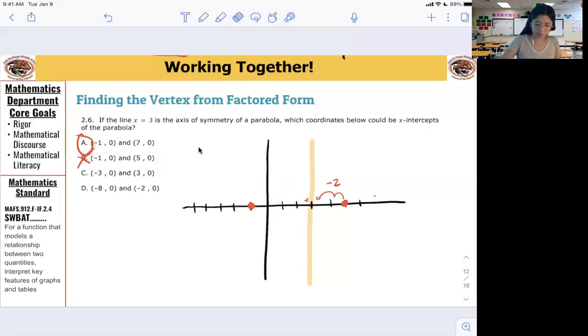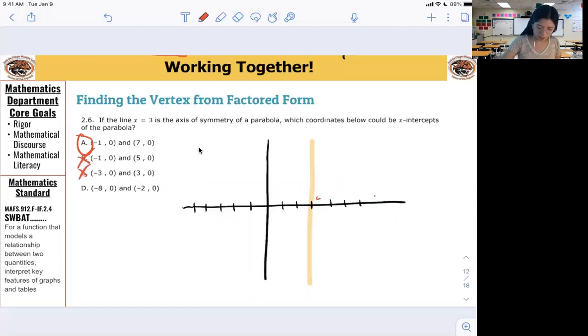Answer choice C is even worse. Answer choice C is telling me to look at -3 and +3. Right, that would be right on the axis of symmetry. What is in between -3 and +3? 0. So that's not going to help us either. That's not correct.